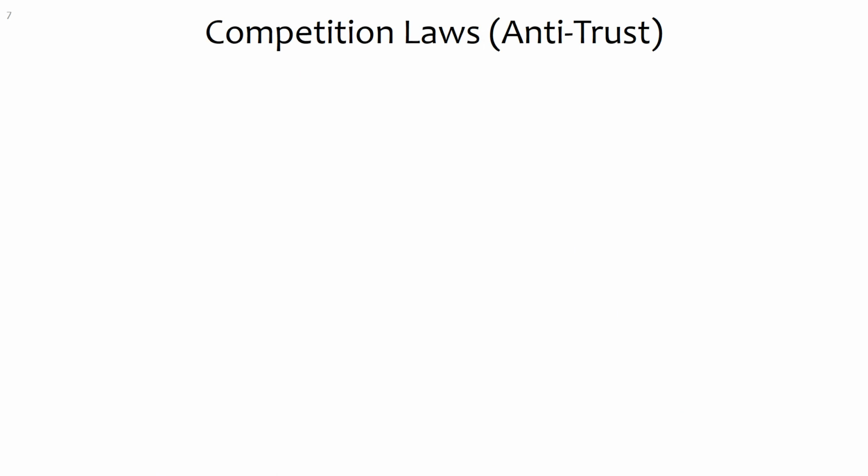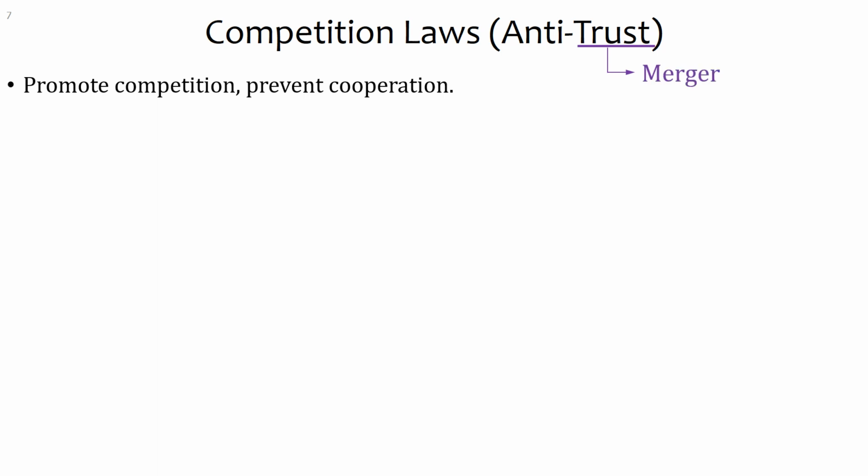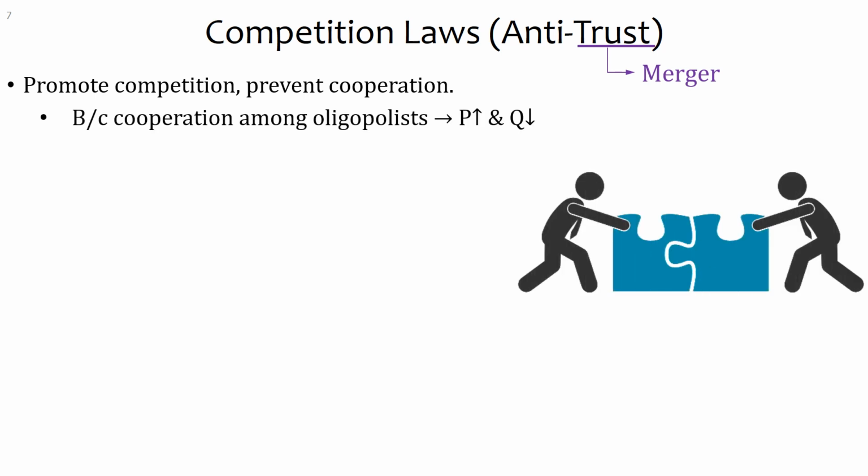Alright, there is this thing called competition laws. In the US, it's called antitrust, sometimes written as one word, and it's a special term. It's basically the idea that we need to promote competition and prevent cooperation. When we say trust, one of the meanings is merger, when companies merge together. Merging is problematic because it reduces competition. Cooperation among oligopolists is problematic because it's going to raise the price and lower the quantity, and since the quantity is lower, it's going to lower the efficiency, which means total surplus is going to fall.